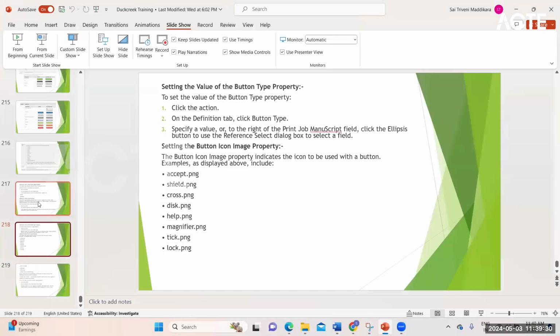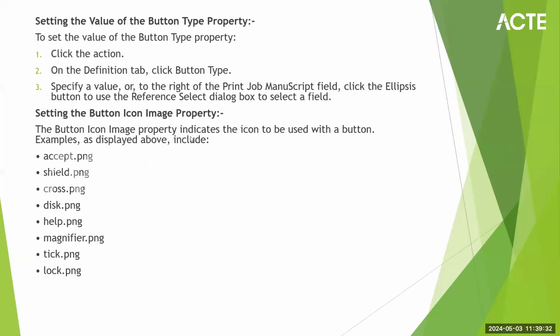Setting the value of the button type property. The value, in the sense, may be the caption or what is displayed on click of that button. If you want anything to be displayed, that also comes under the value. How do you do that? Click on the action definition tab, click on the button type, and specify a value, or you can map the respective field ID if it already exists in the current manuscript.